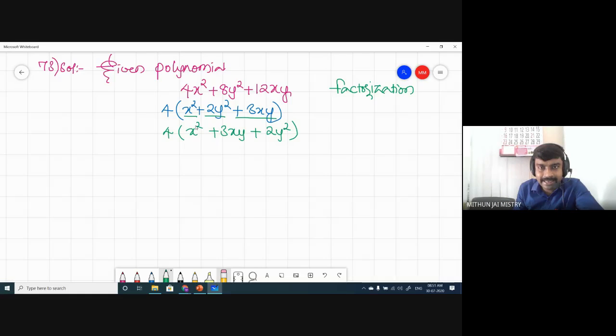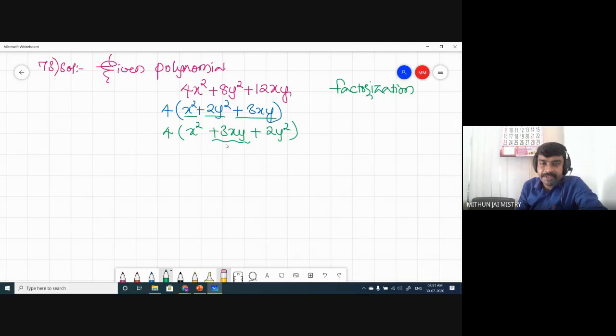Now 4 is outside. I have taken this 3xy as the middle term so that I can split it, so that I can break it into 2 terms. Which one? 3xy. By breaking it, x square is 1 term, this 3xy will become 2 terms, and 2y square is another term. So on the whole, these 3 terms will become 4 terms. Now the thing is how we should break. It should satisfy certain 2 conditions.